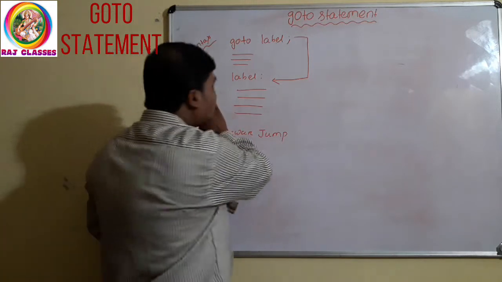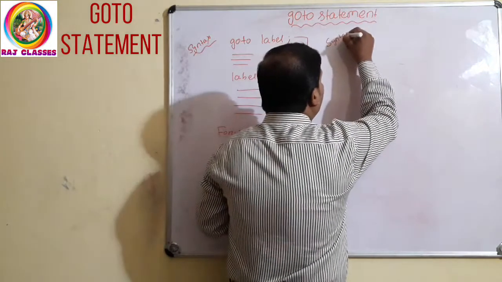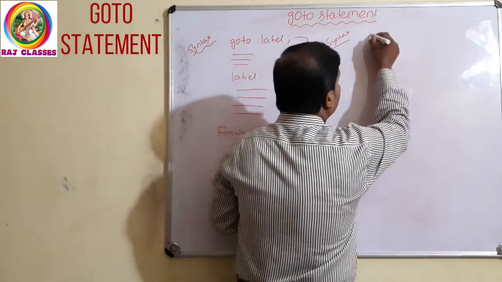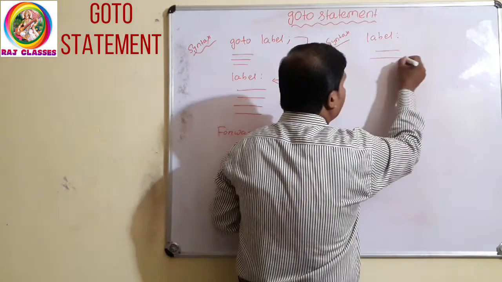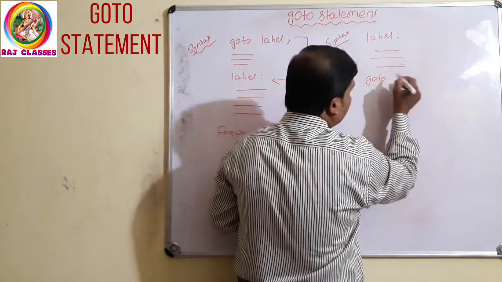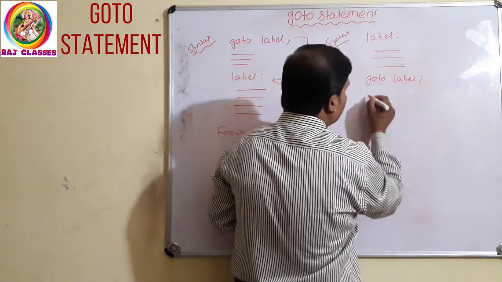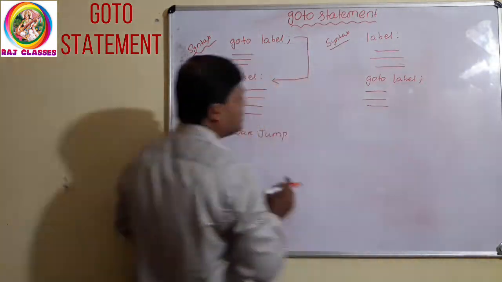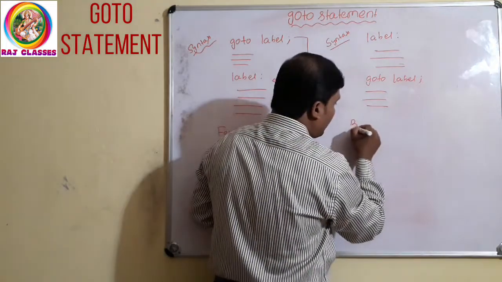Clear? Another syntax of goto, just see. This is label, colon, some statements are there, and the goto statement is there, and some statements also present here. This type of jump is called backward jump.